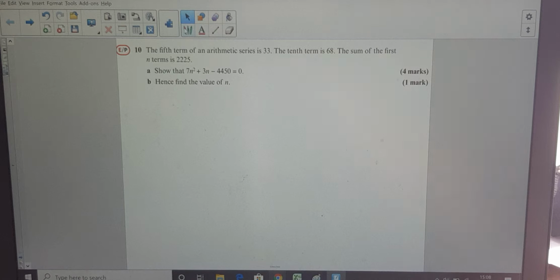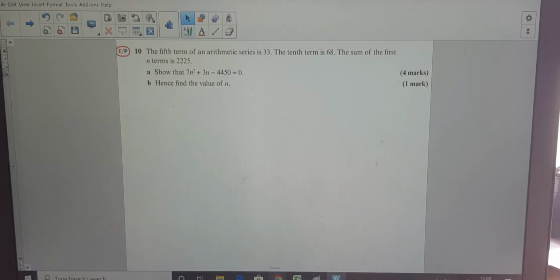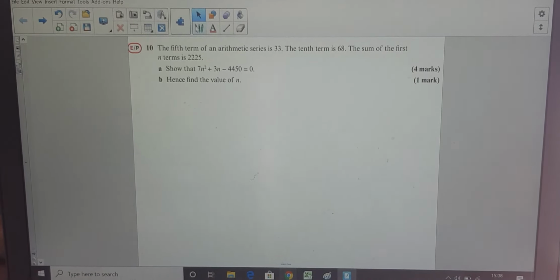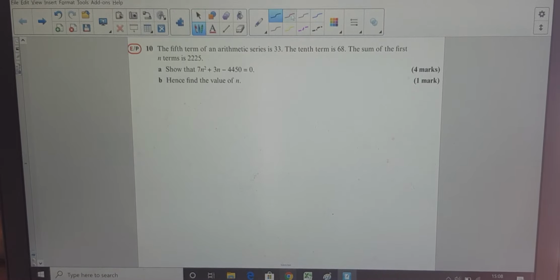Okay, hello everyone. I'm going to go through question 10 from exercise 3B. This is very important that we understand this process because this is a very common format.